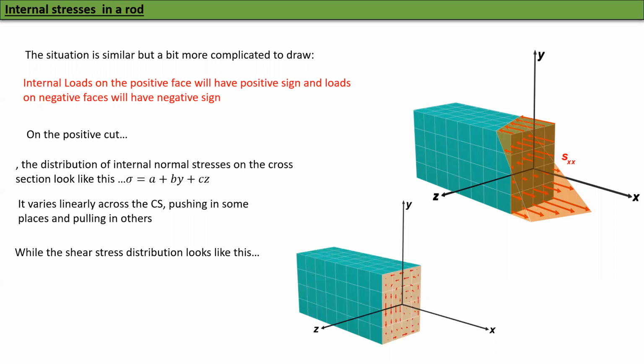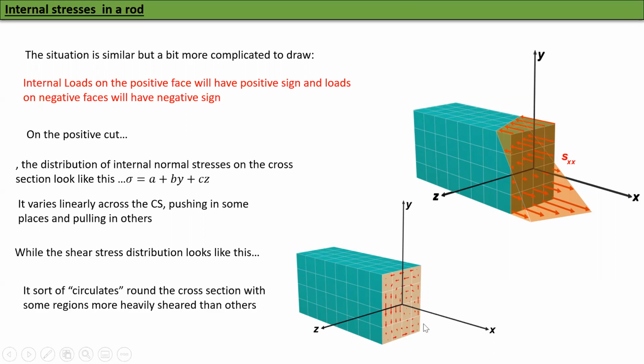The shear stress distribution will be in a circle. It will circulate around. Some regions will be more heavily loaded. You can see these regions are more heavily loaded compared to the others. So there's a net downward force as well as a twisting force. These are the two kinds of forces that will show up in a rod when it is subjected to random forces.